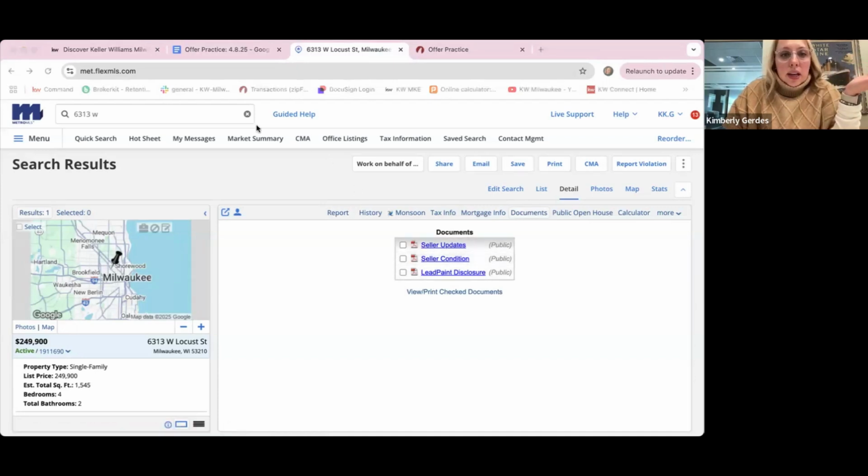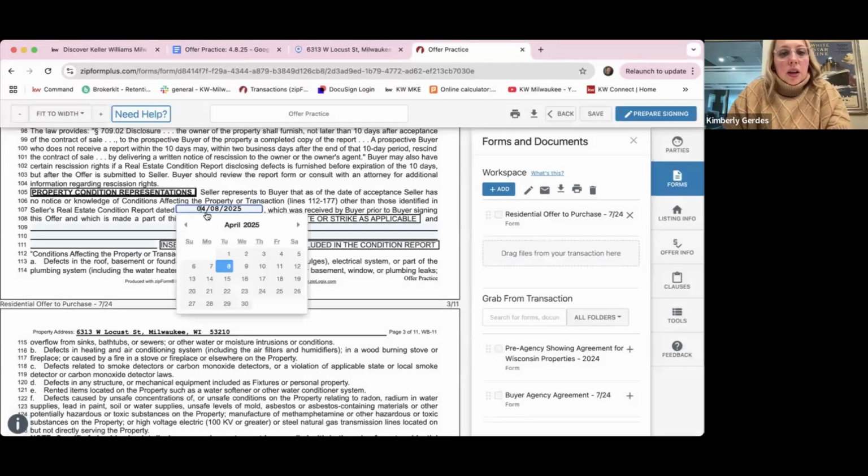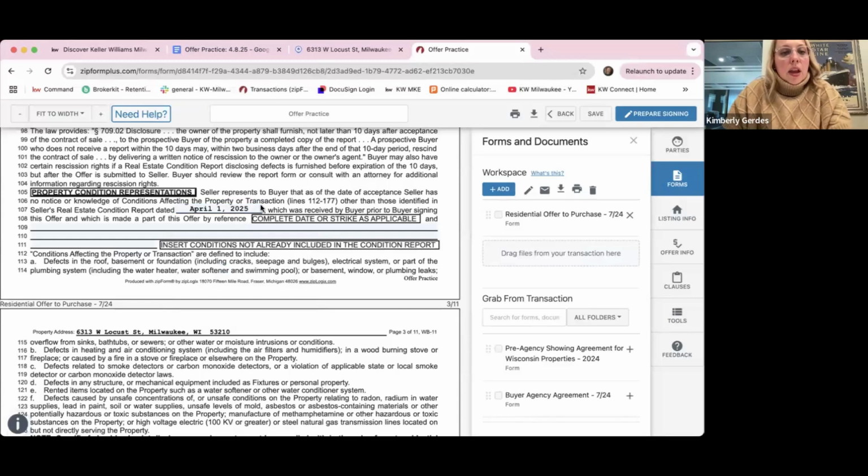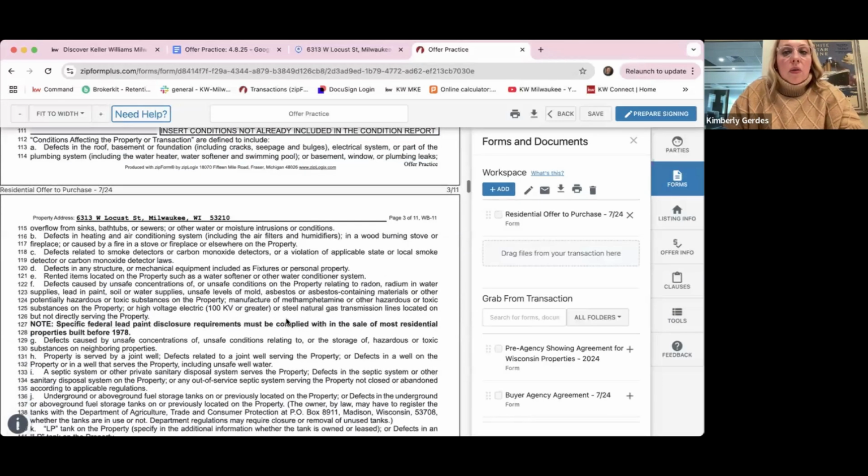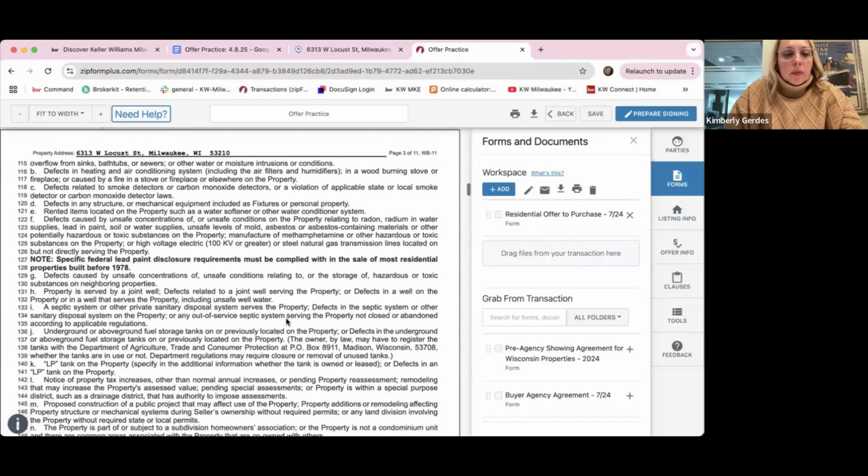If I click on this, you guys can't see the PDF, but it does indicate that the seller filled out the report on April 1st. So that's going to be the date that I'm going to put back here in our offer. And again, this just indicates that the seller is in receipt and acknowledges that a condition report has been provided. It doesn't necessarily mean the buyer agrees with what's on it, but they are acknowledging that one has been provided.